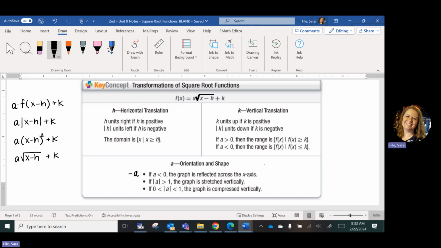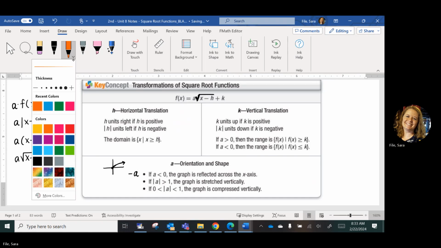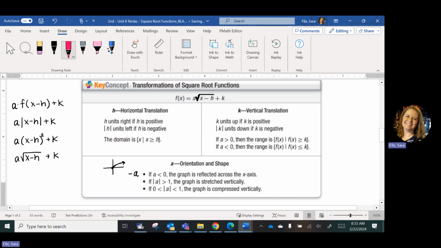So if you want to see a visual of that, remember the parent function goes like this. If you reflected across the x-axis, it would go like this. It would be upside down. That's what it does to the graph. It reflects it over the x-axis.